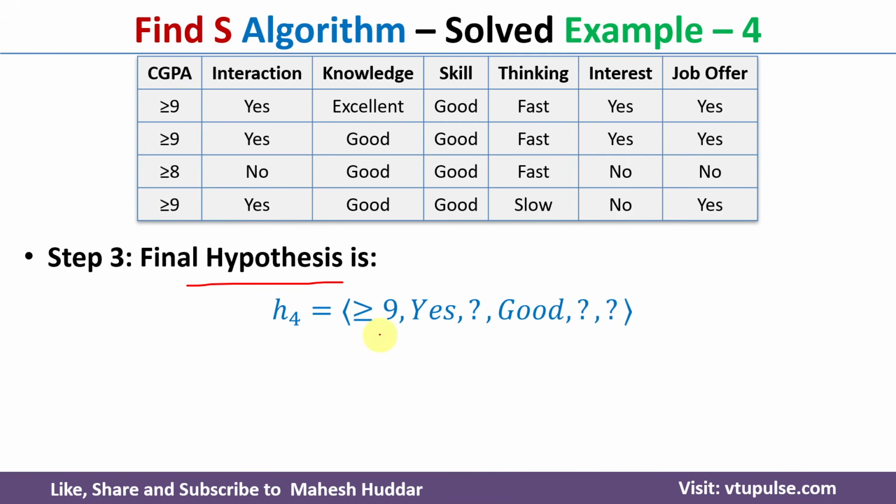So according to the learned concept, a student is likely to receive a job offer if the CGPA is greater than or equal to 9 and interaction is yes and skill is good. And the remaining attributes can take any values. So this is how we can apply Finder's algorithm and find the final hypothesis. I hope the concept is clear.